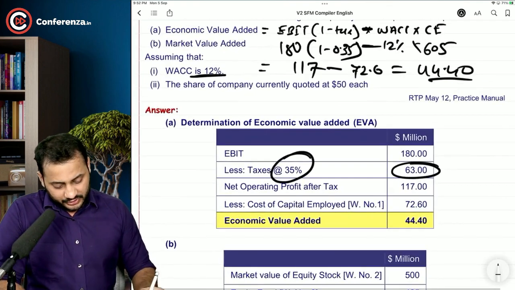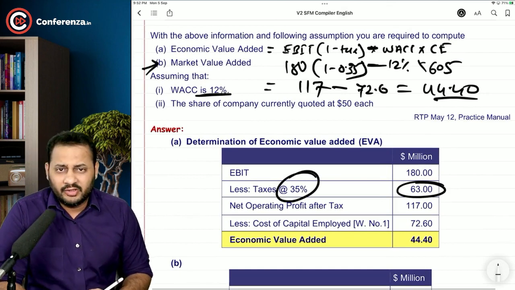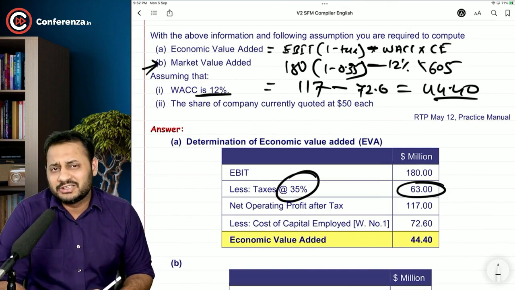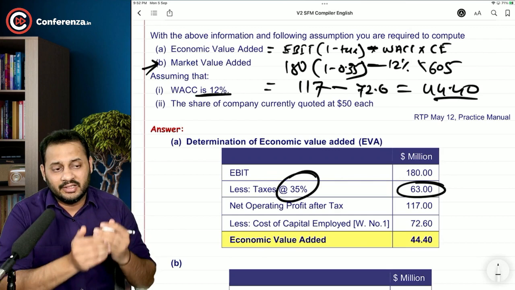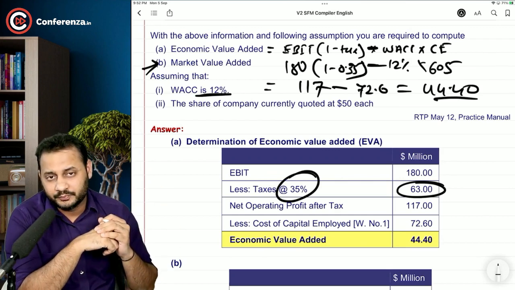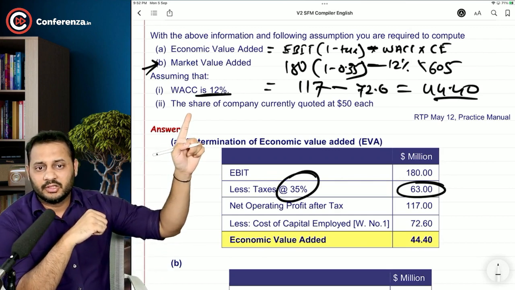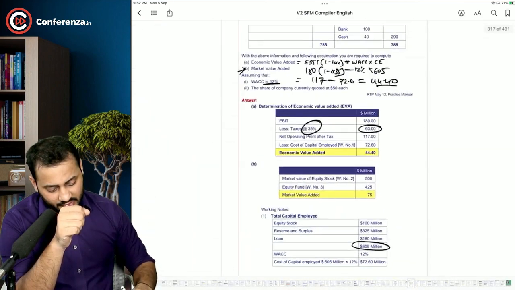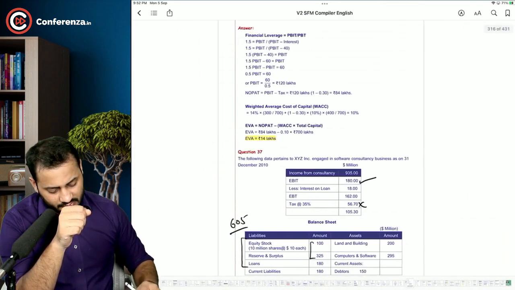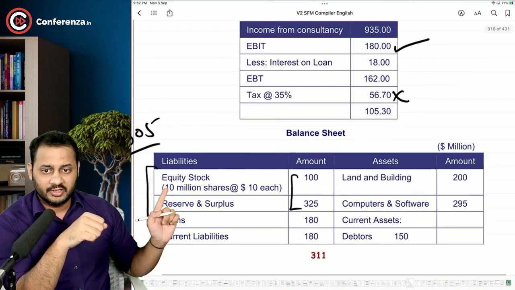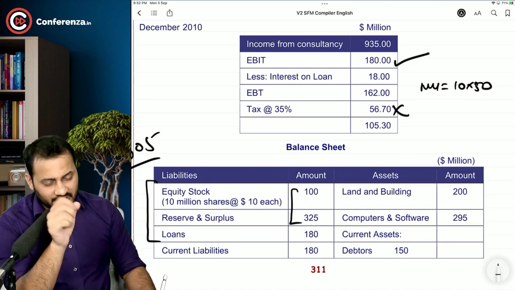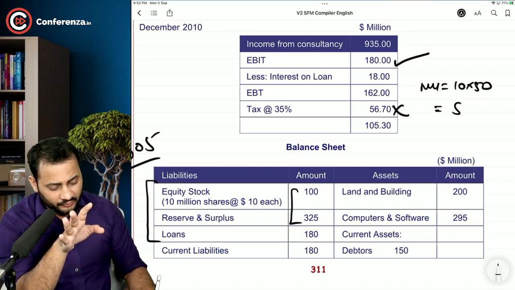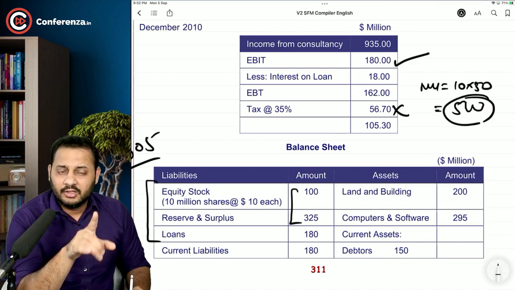Okay, sir. The next question is calculate the market value added. What do you mean by the market value added, sir? This is a new concept. No, it is not. It's very simple, sir. How much is the market value in addition to the book value? So, shares of the company are $50 each, right? So, one share is of $50 and total number of shares are 10 million. So, can I say the total market value is 10 million into 50, that is number of shares into market price, which is 500, right?